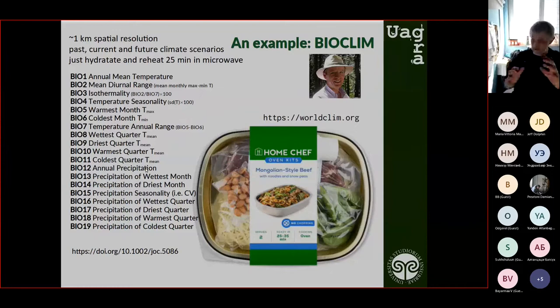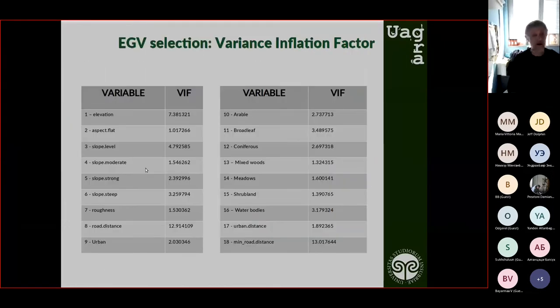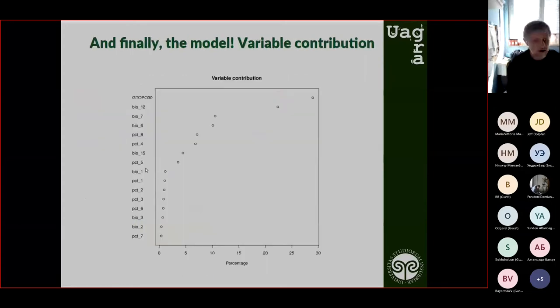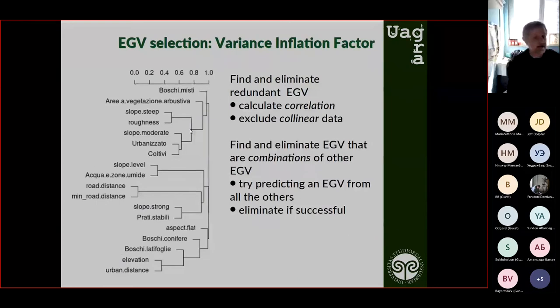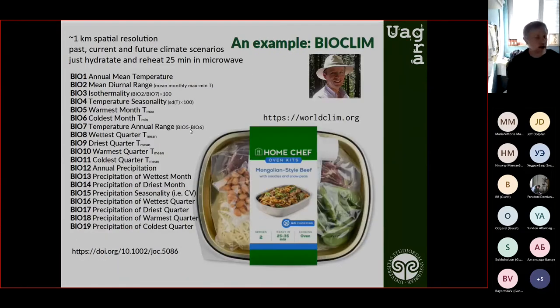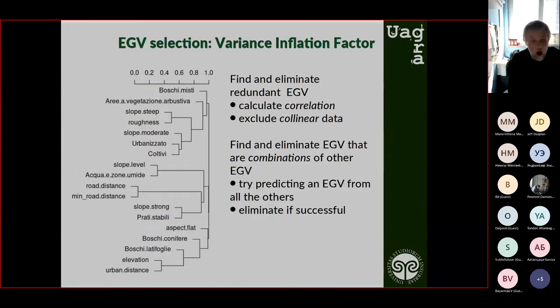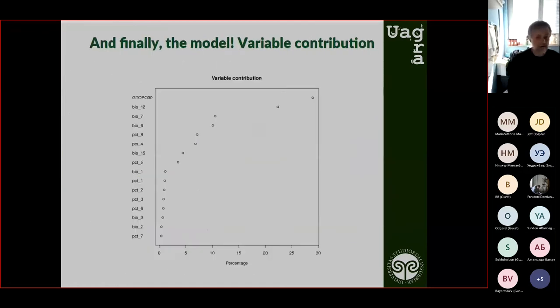So the picture of the niche gradually comes out. The third one, Bio 7, where are you, Bio 7? So what you will do tomorrow with Francesco will be this kind of work. Bio 7 is the annual temperature range, yearly maximum and yearly minimum. Does it make sense for a bear in a mountain area? Of course. So you explore all the results.